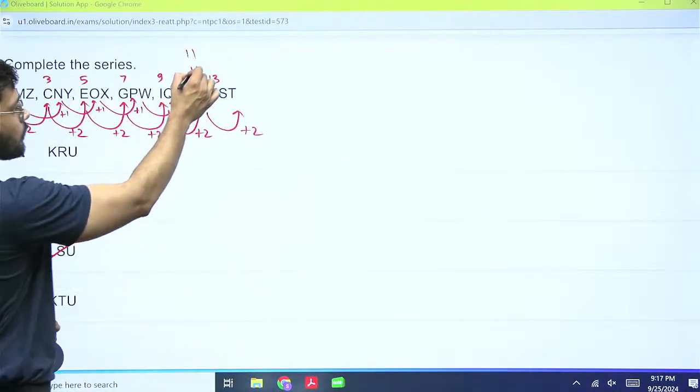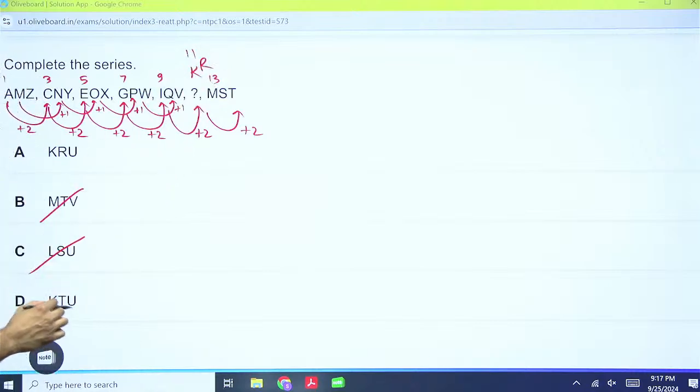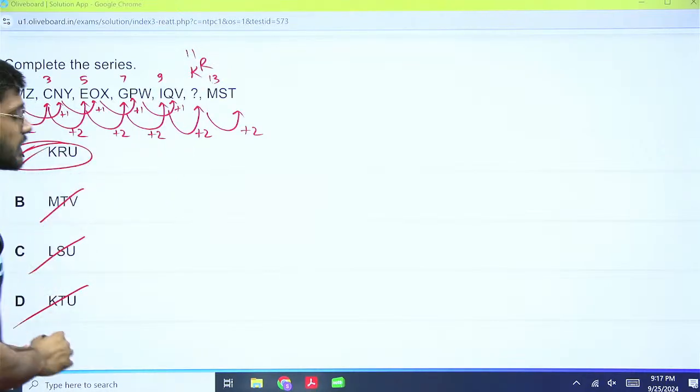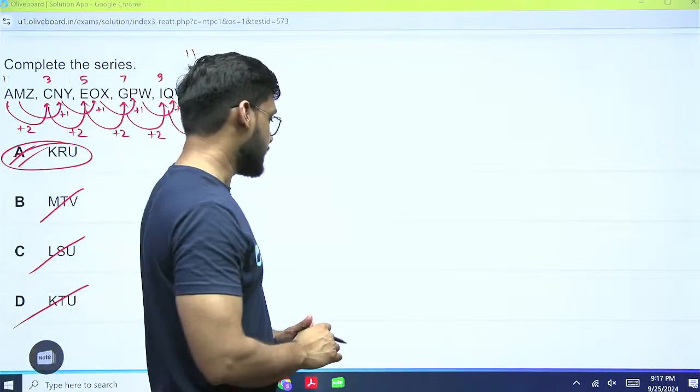After K, we will get what? R. K, R. Does it match with any option? Not with D, only with option number A, and hence option number A, KRU, is the right answer. Let's move on to another question.